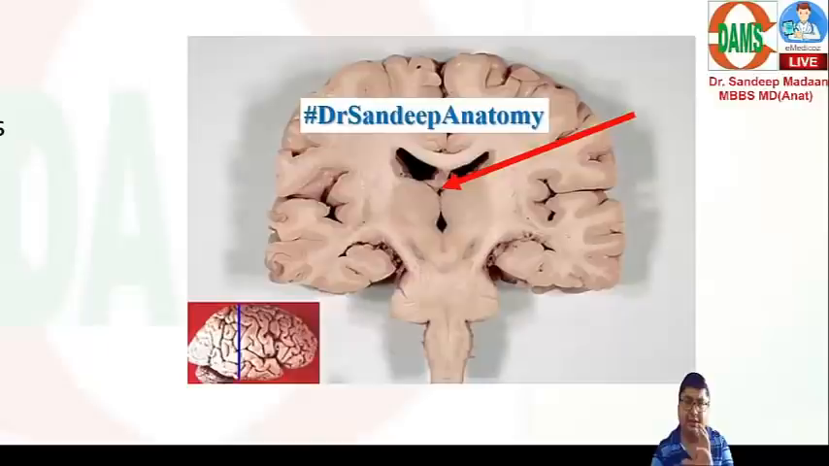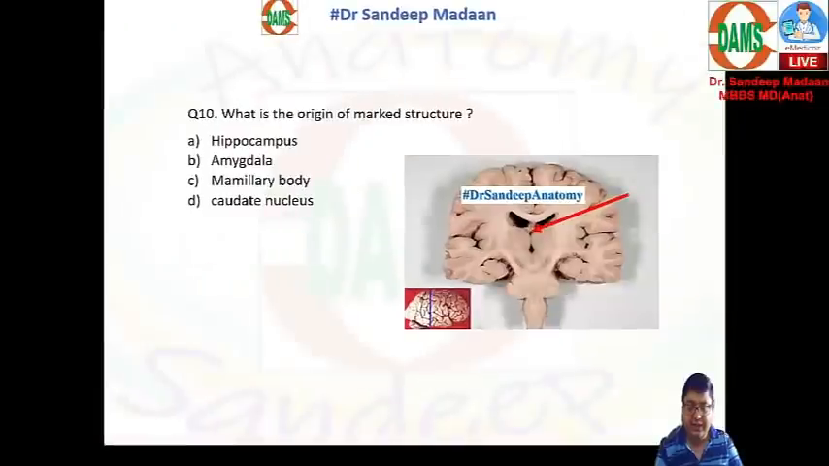Fine, but let us first look at the other nuclei. This is caudate and this is the thalamic region here. These two are the lateral ventricle and this is the third ventricle here. Okay, and here you can see that this is the insula. And now let us see if this is the fornix which is marked here. Fine, fornix, what will be the origin? Right answer will be hippocampus.